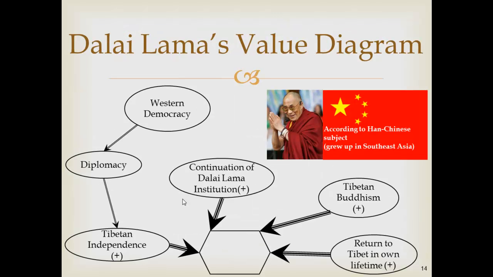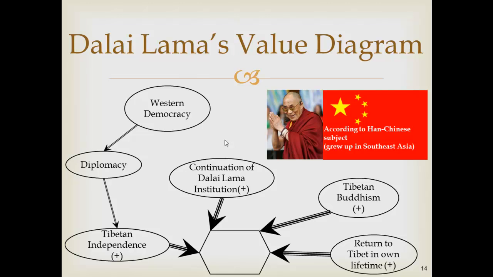Another example, based on some work I did with a Tibetan subject and a Han Chinese subject. We tried looking at what the Dalai Lama's value diagram would be according to the Han Chinese subject, and the person I spoke to grew up in Southeast Asia. This subject felt that the Dalai Lama at the intrinsic level valued Tibetan independence, the continuation of the Dalai Lama institution, Tibetan Buddhism, and returning to Tibet in his own lifetime. He cared about diplomacy because diplomacy would help him get to the goal of independence, and his entire support of Western democracy was driven by a need for diplomacy. So this is how the Han Chinese subject saw the values of the Dalai Lama.